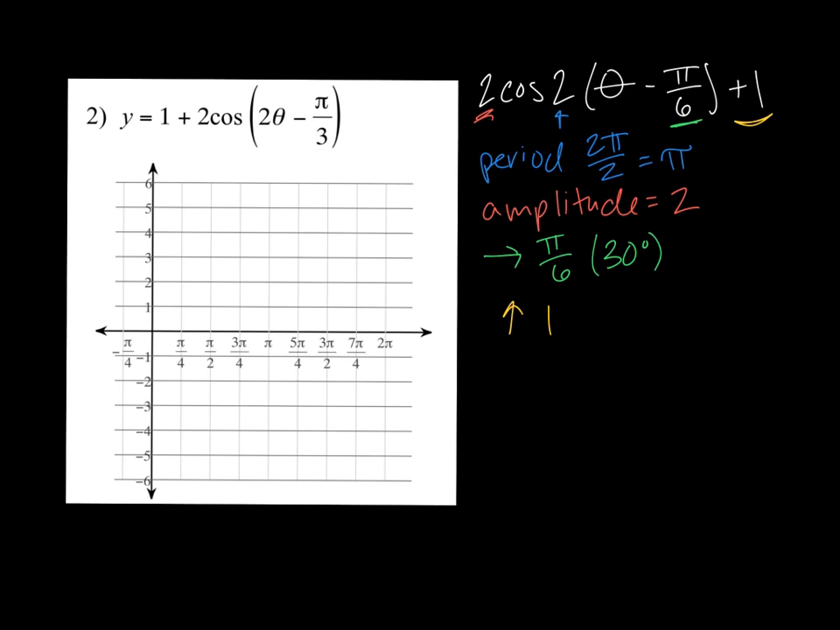Now, some people were a bit confused. They were just transforming cosine. They were changing the period, just a regular cosine. Then they were doing the amplitude, but they weren't doing it all to the same graph.